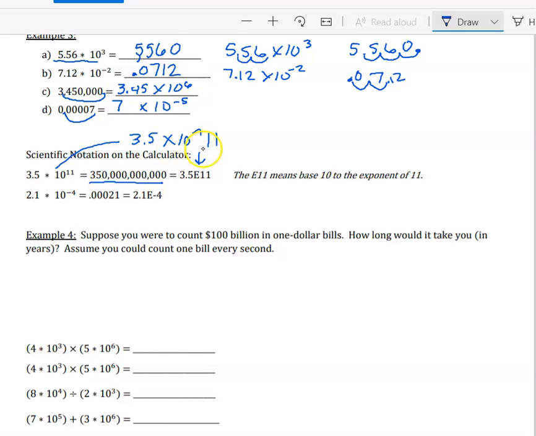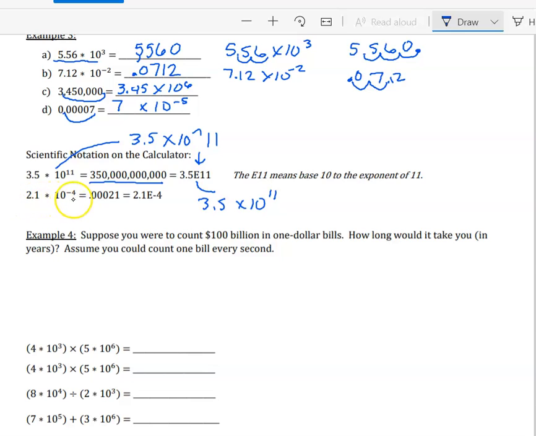And if you look, these two things are very similar. This E right here, this just means 3.5, and then the E means times 10 raised to the 11th power. Okay, it's just another form of notation.